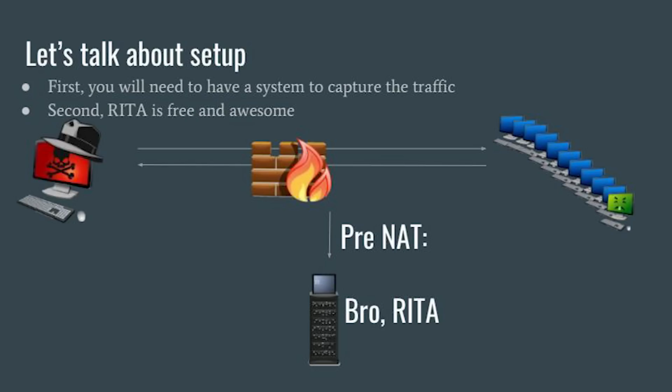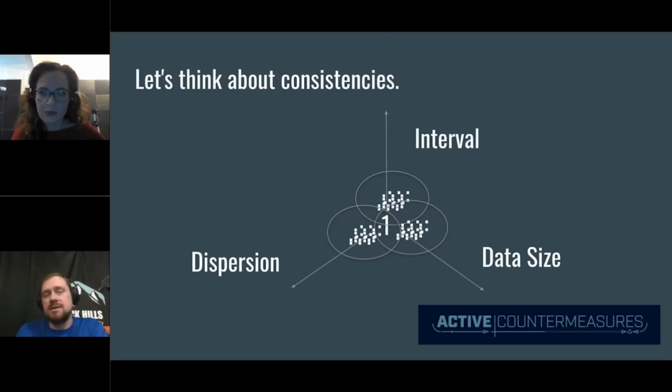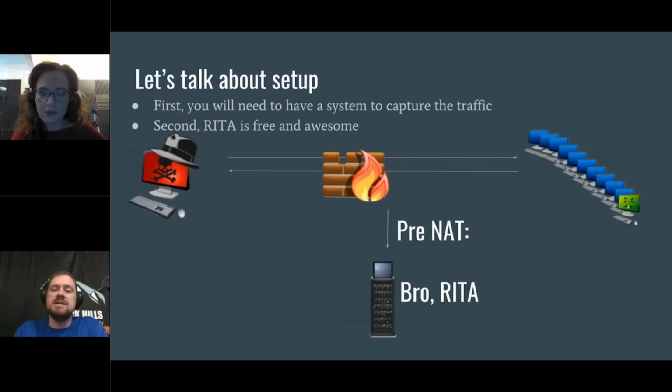Now, let's talk a little bit about the setup. All right. Now, we're going to talk about setting up BRO and RITA. RITA stands for Real Intelligence Threat Analytics. It does a number of other things, but the main thing it does is this: it looks for those consistencies and that clustering of consistent data pairs.